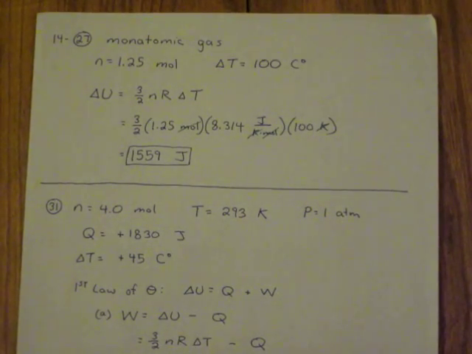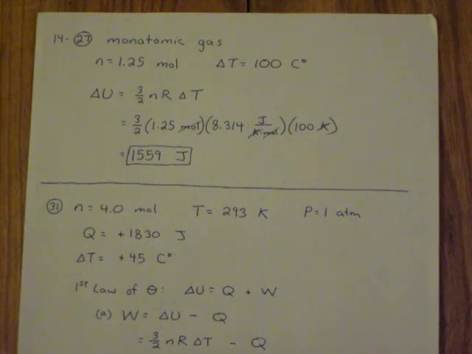This is the beginning of the Chapter 14 homework for Physics 102B. Starting with number 27, it says find the internal energy change when 1.25 moles of helium gas is warmed by 100 Celsius degrees. So here we have, first of all, that it's a monatomic gas.